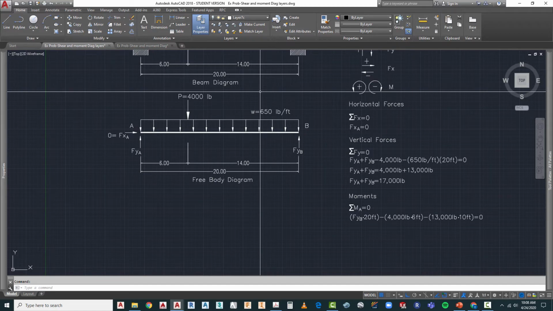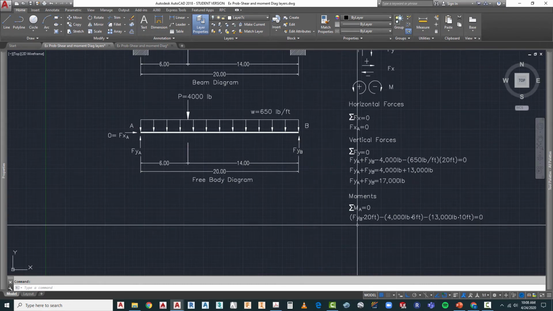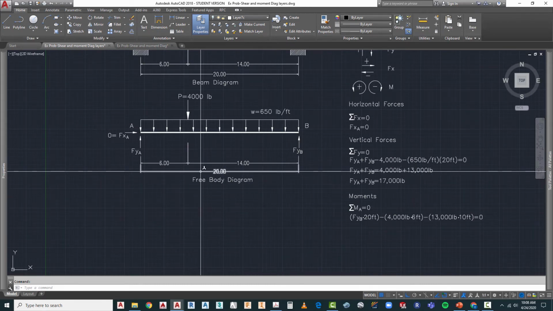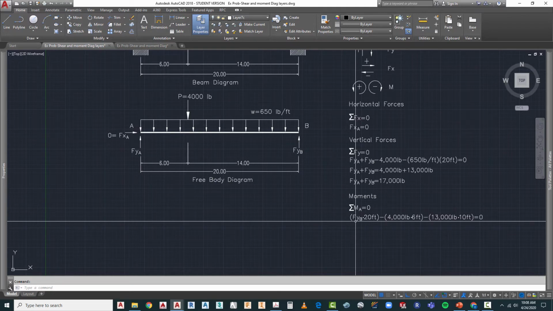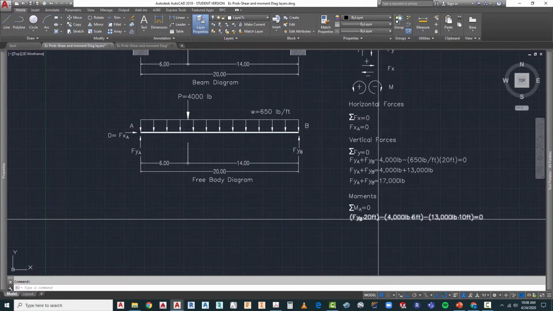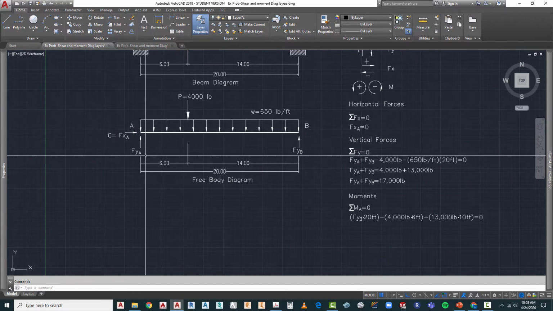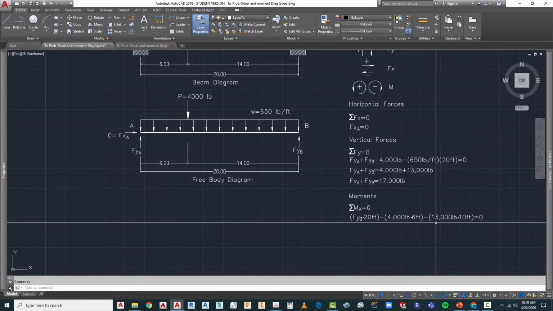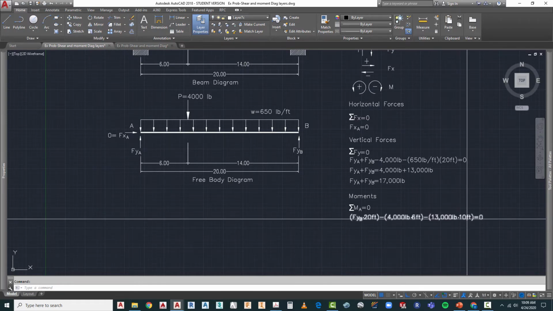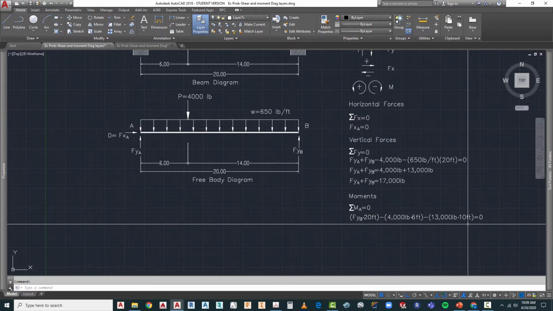so it would be a positive force. So let's begin with a positive force of Fyb times the distance that it is from where we're taking the moment, which is point A. So we have a positive Fyb times 20 feet, minus our 4,000 pound concentrated load 6 feet away from where we are taking the moment, and then another minus 13,000 pounds at 10 feet, and all the summation of those forces should equal 0.